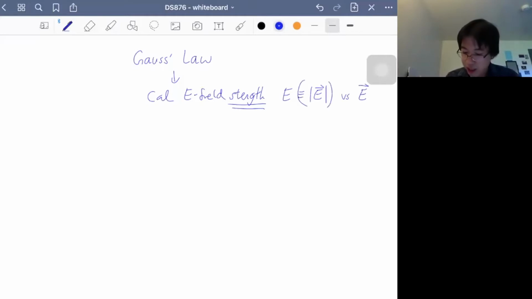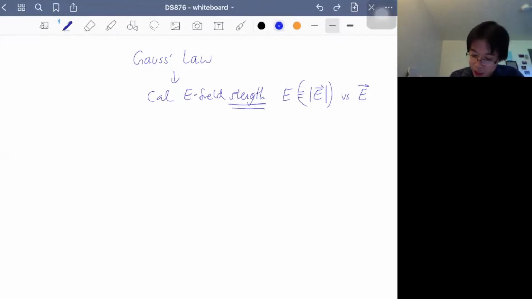The left-hand side without the vector sign is the electric field strength, which is the magnitude, which is always positive, and this is with a vector, which means it has x and y and potentially a z component. So at least more than one component usually. All right, so it calculates the electric field strength.